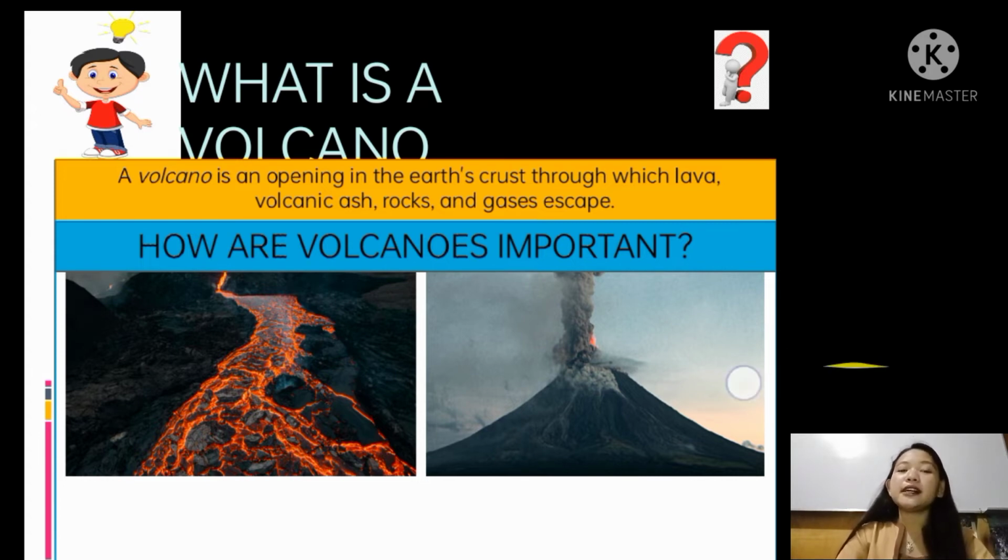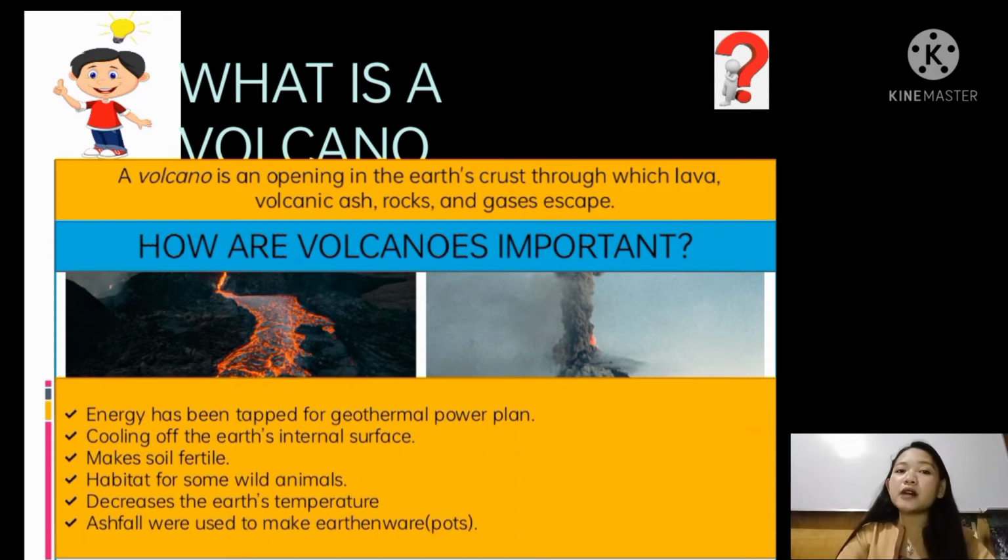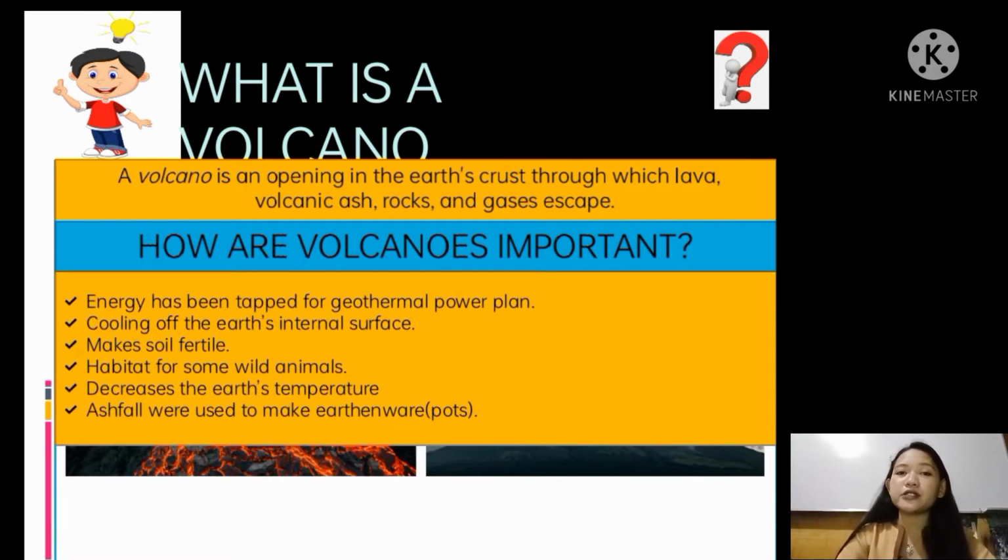Excellent, Miss Manuel. Now class, here are some importance of volcanoes that some of us don't know yet. First, the energy has been tapped for geothermal power plants. As we all know, the Philippines is the home of 100 volcanoes. Few are active and many are inactive. We make use of it by making geothermal power plants to provide electricity to thousands of households.